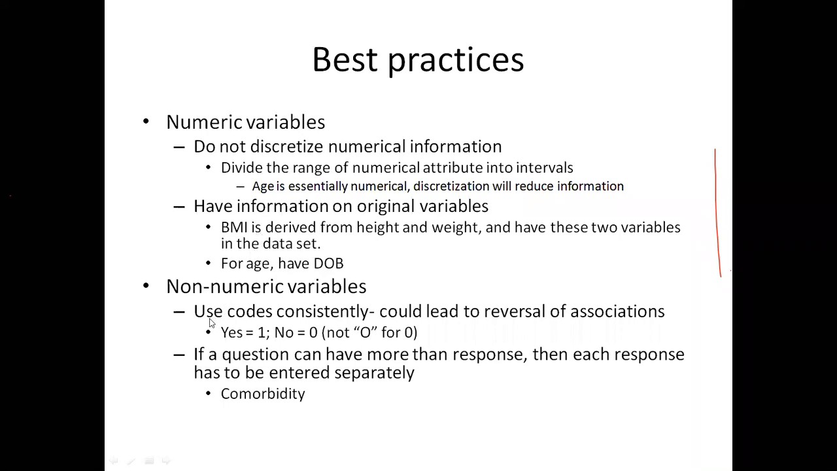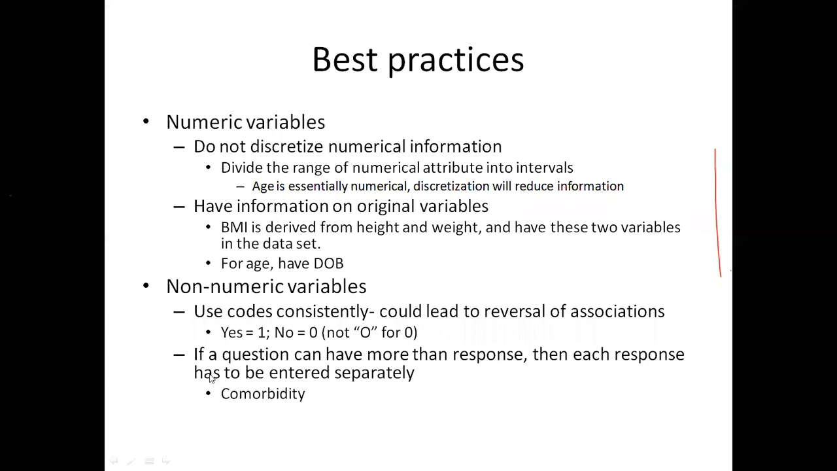Likewise, for the non-numeric variable, use codes consistently. I said you would be using codes for all the categorical or non-numerical variables, but one of the often practices is that people kind of change the codes. So if for one variable yes is coded as 1 and no is coded as 0, keep that for all the binary variables. Don't shift between what 1 represents and what 0 represents. And when you're entering, be careful, it is not an alphabet O, it's actually 0.